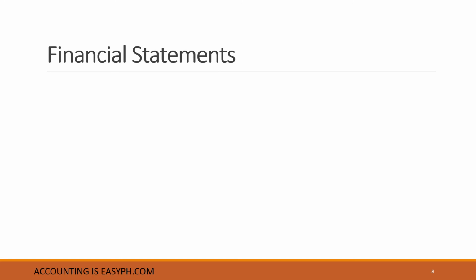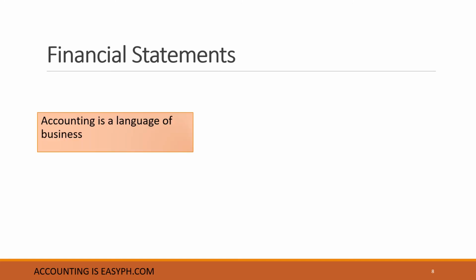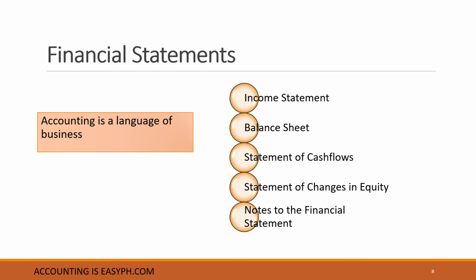Okay, so we have here financial statements. We know that accounting is the language of business. Without accounting, you cannot analyze your business, whether it is profitable or not. So you can analyze your business through financial statements. We have 5 types of financial statements: the income statement, the balance sheet, the statement of cash flows, the statement of changes in equity, and the notes to financial statements.